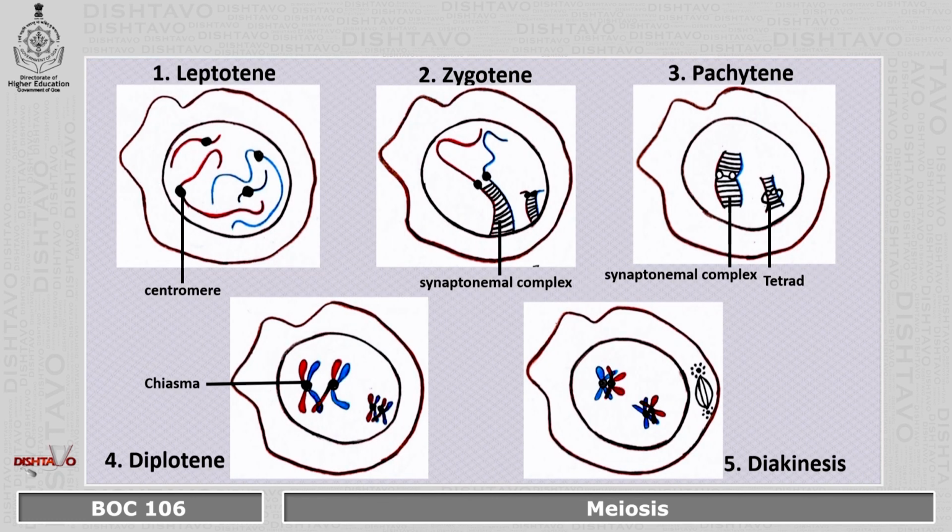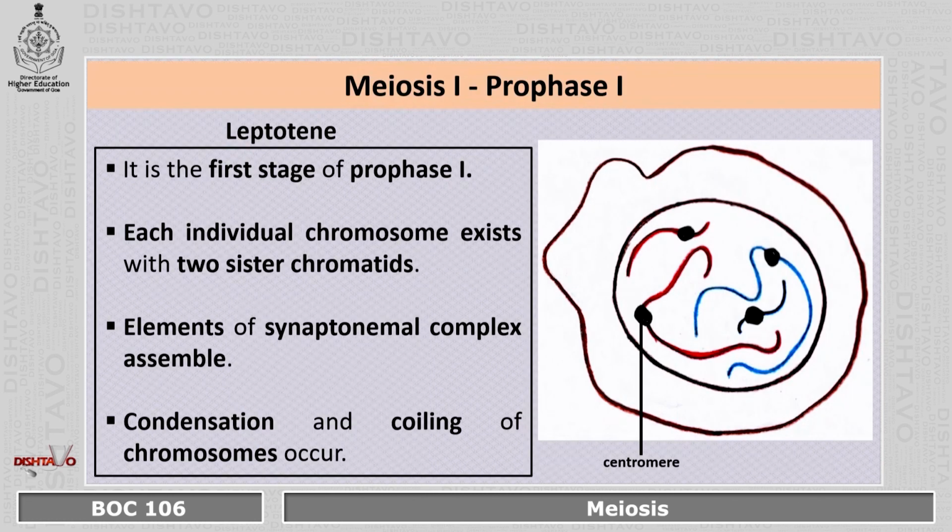This is the diagram which explains the prophase 1 stages, which are leptotene, zygotene, pachytene, diplotene, and diakinesis. Let us explain each one in detail.